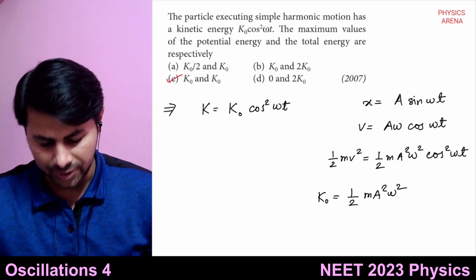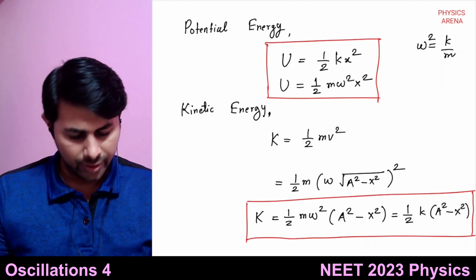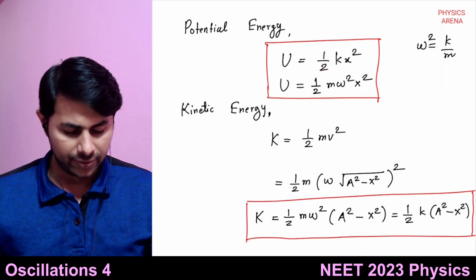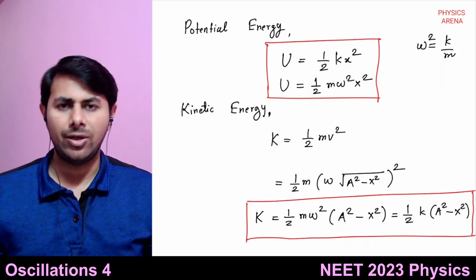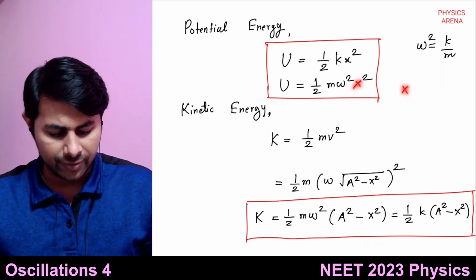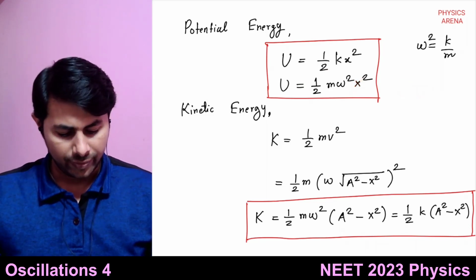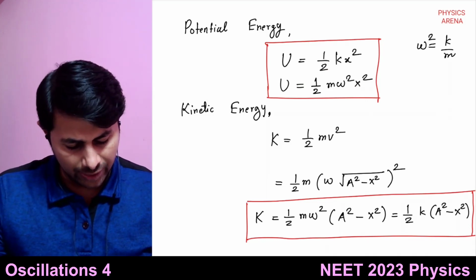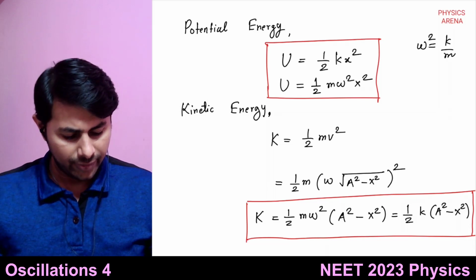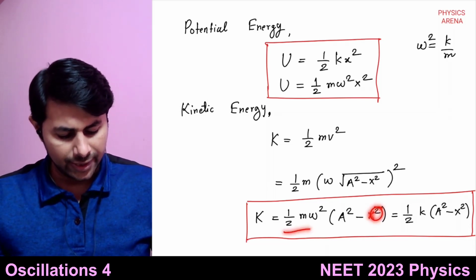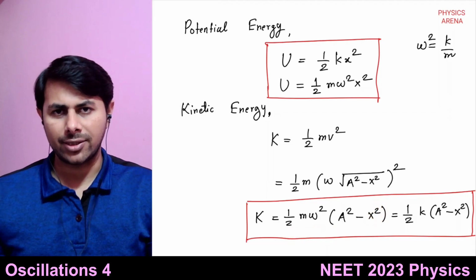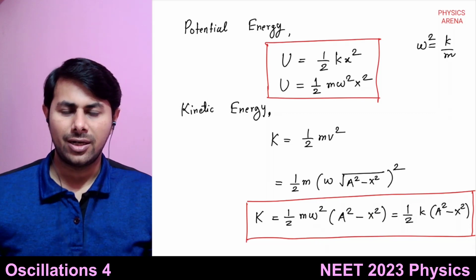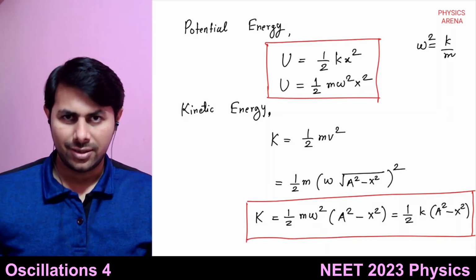Okay, that's why it is option C. See, the potential energy is given by half of m omega square x square, right? What is the maximum value of potential energy? When x is equal to a, it is half of m omega square a square. And what is the maximum value of kinetic energy? It is also the same. When x is 0, kinetic energy will be maximum. It is half of m omega square a square. And total energy is also that much, half of m omega square a square, right?